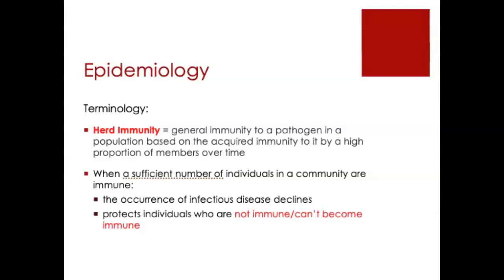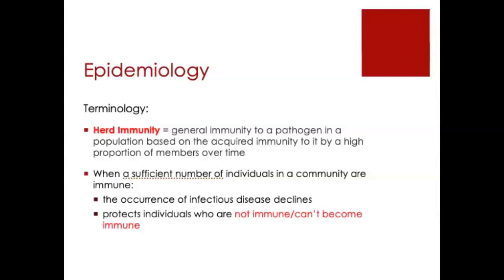In other words, when enough people in a population are immune, it's simply not possible for an epidemic to occur because there aren't enough people in the population who are susceptible. So when herd immunity against a disease is achieved in a population, we see the occurrence of that disease decline, and we also see that the people who are not able to acquire immunity against the pathogen get protected.